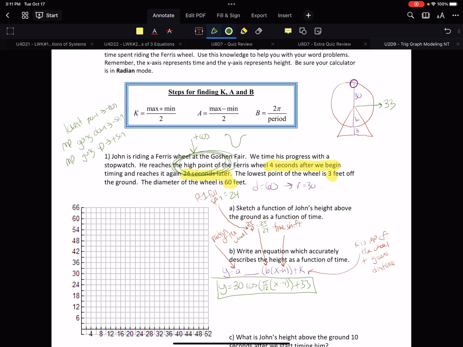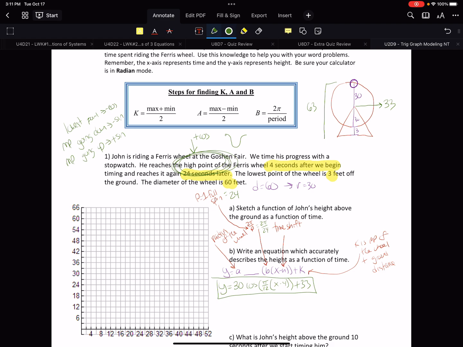Now, another thing I like to realize is how high the graph goes up. So if I take in the diameter and the distance off the ground, I have 63. So from my sketch here, my graph's going up to 63 and it's going down to 3, right? It's gonna be 3 feet off the ground.